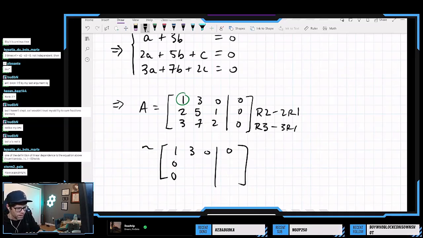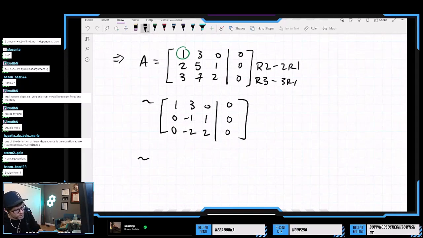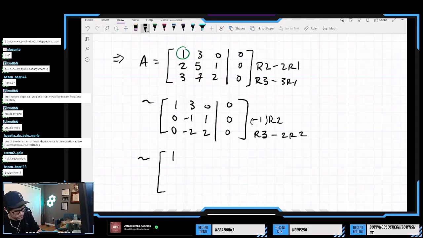So this 5, we would need to subtract 6 from it. This 1, we would subtract 0. This 7, we would subtract 3 row 1s. So 7 minus 9 would be negative 2. 2 minus 0. So we get something that looks like this. Okay, so now I can really easily see that we should get some kind of solution here. So we're going to multiply row 2 by negative 1, and let's take row 3 and subtract 2 row 2s. And so we get 1, 3, 0, 0. We get 0, 1, negative 1, and then we'll get a full row of zeros.